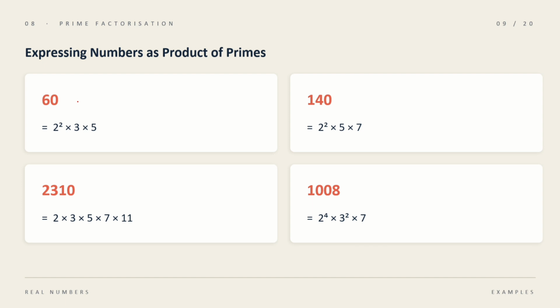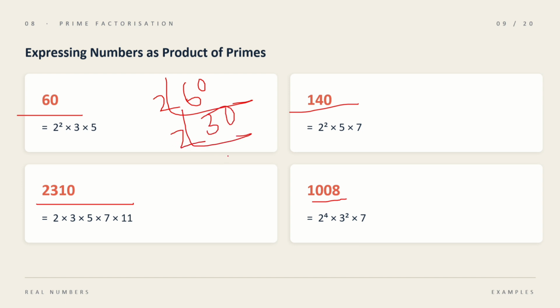These are numbers which can be factorized into a product of primes. The examples are 60, 140, 2310 and 1008. Let's take the example of 60. After the breakdown of 60: 2, 30; 2, 15; 3 and 5. So after breakdown we can write 2 to the power 2 into 3 into 5 as the full expression of 60.